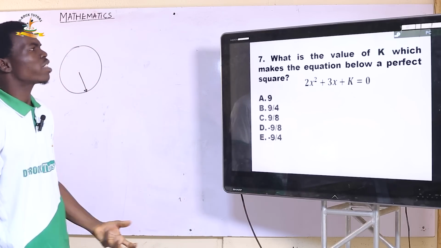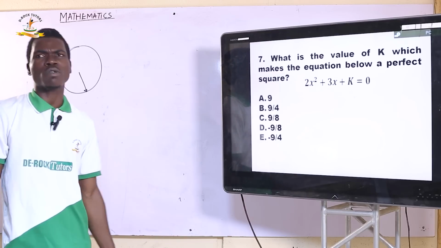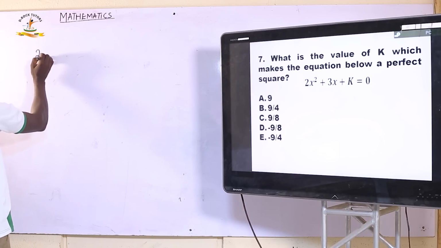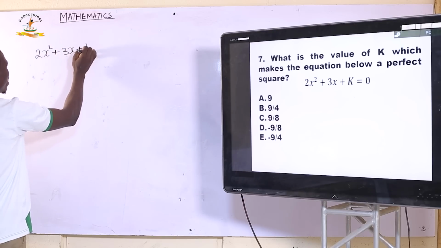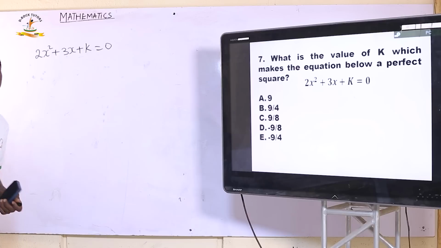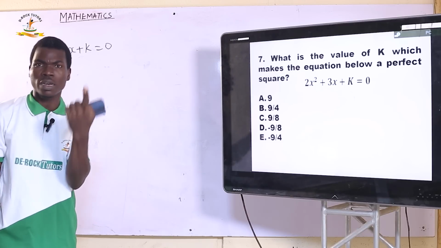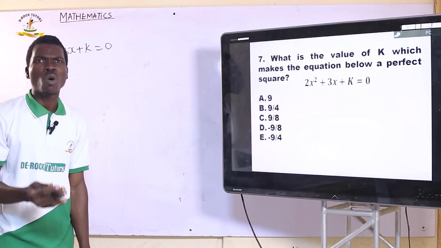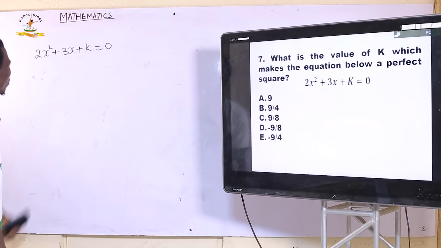Alright, question 7 says, what is the value of k which makes the equation below a perfect square? So the equation is 2x squared plus 3x plus k equals 0. So we want to make this a perfect square. What value of k? In the first place, we need to ask ourselves a question: is the coefficient of x squared unity? Is it 1? If no, then you can just proceed. You just have to make it a unity. But in mathematics, nothing is impossible. So let's see how to maneuver this.